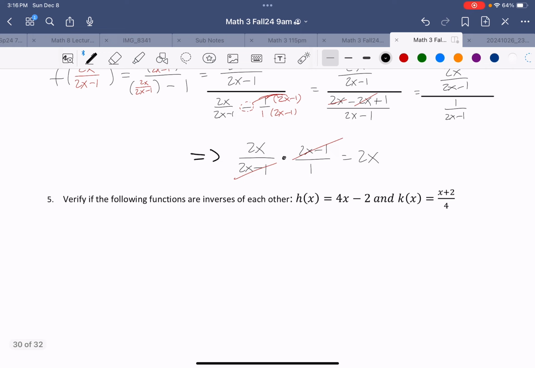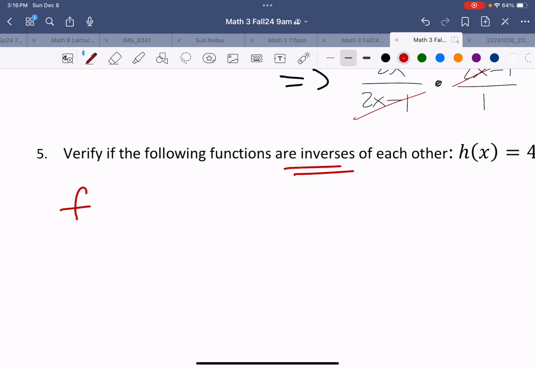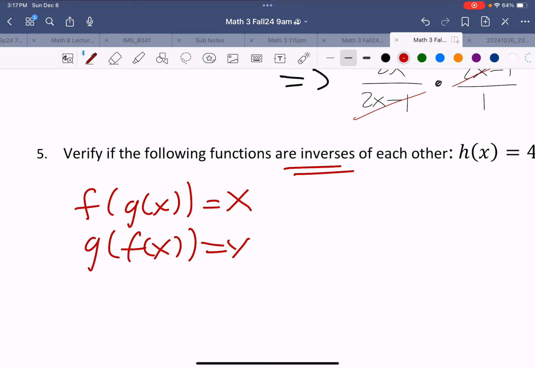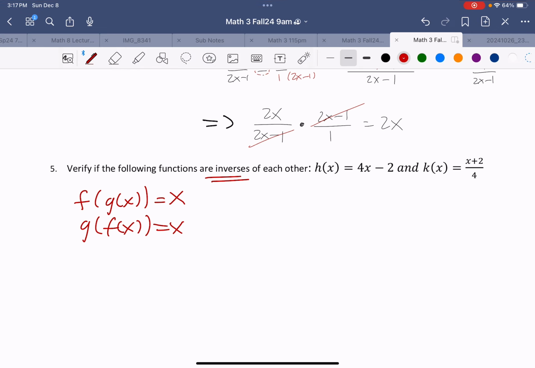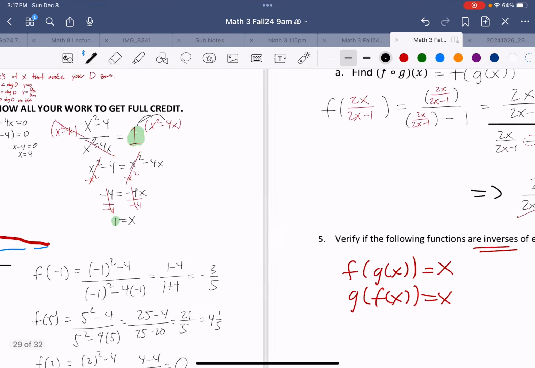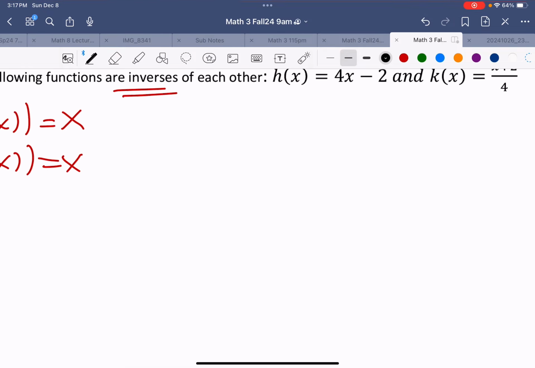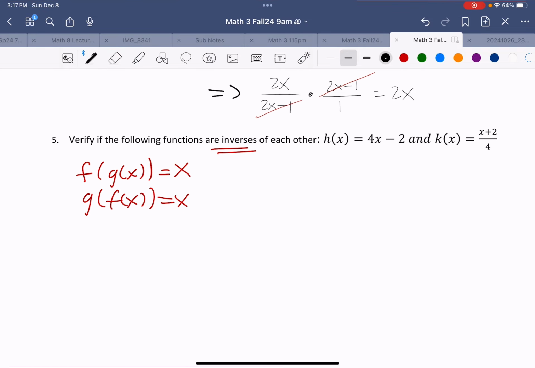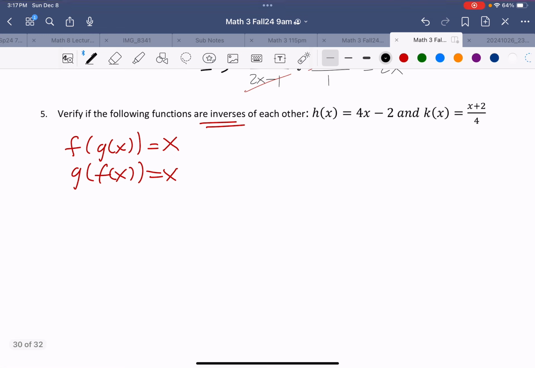Now, these next two, it's asking to check if they are inverses. And remember, the idea of inverse is that if you can compose two functions and it simplifies to x, and you compose them in both directions, that means these two functions are inverses of each other. But instead of f and g, of course, we're dealing with h and k. So I'm going to start with h of k of x.